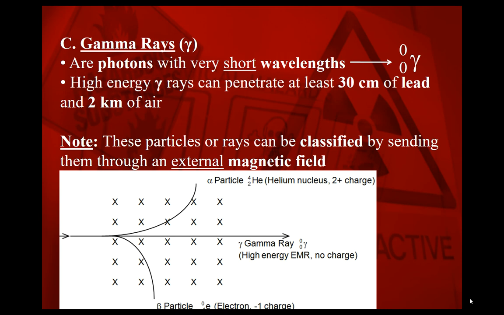Based on the direction these particles would go in the magnetic field, this would allow us to determine what kind of particle is being emitted. Okay, so we need to review a little bit about magnetic forces and fields to talk about this.